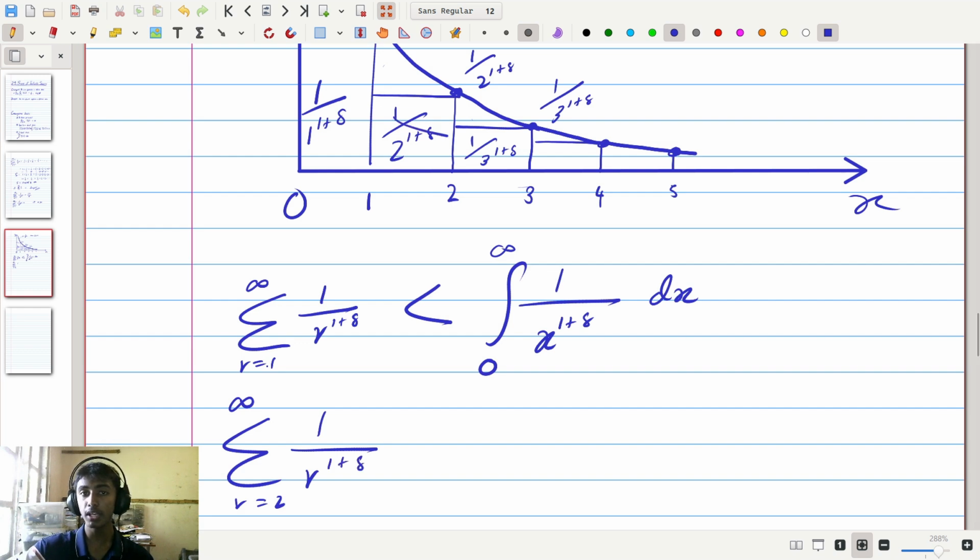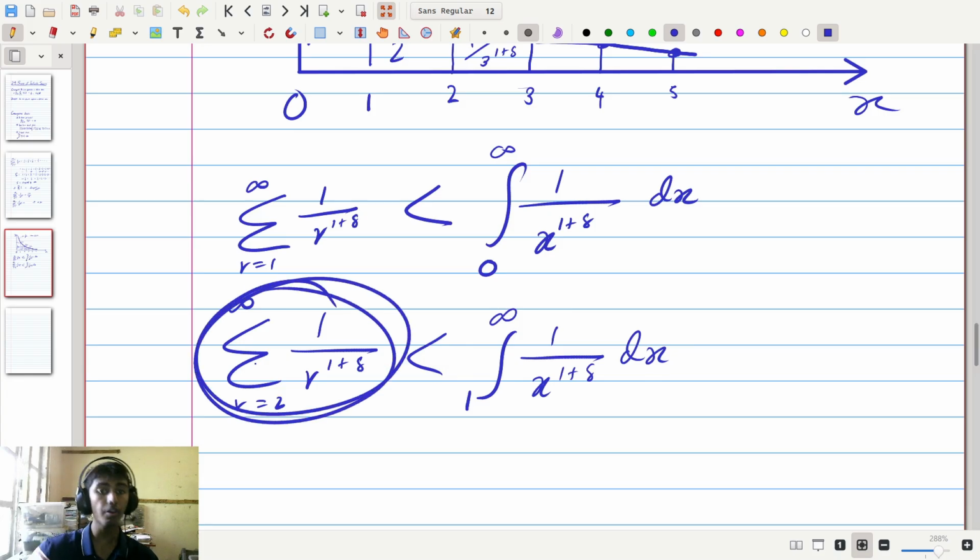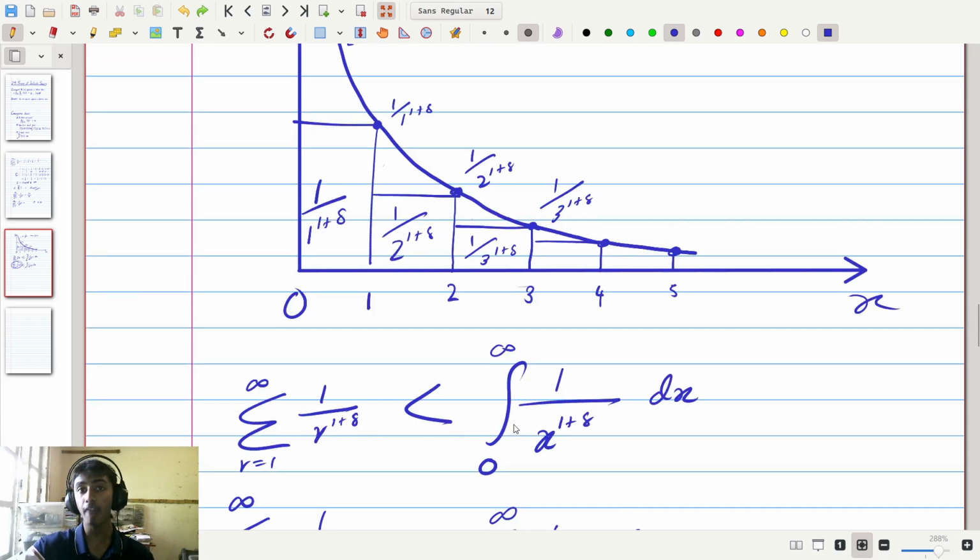As we can see visually, this area is less than the area under the curve of this graph, which is going to be the area starting from 1 and going up to infinity of the curve. So that's going to be the integral from 1 to infinity of 1 divided by x to the power of 1 plus delta dx. So what we're going to do here is to show that this bit on the right here is finite, and therefore this bit on the left here is also finite. And then to that we're going to add the finite value, which is the first term, to show that the whole series in total is also going to be finite.